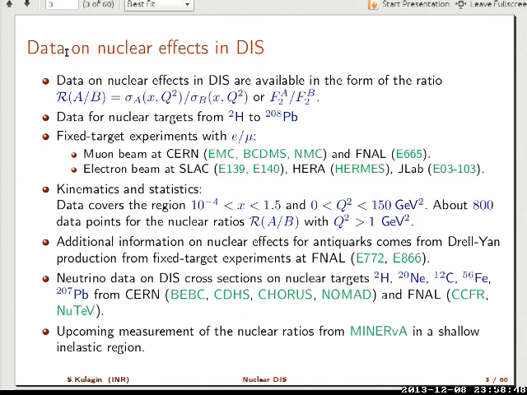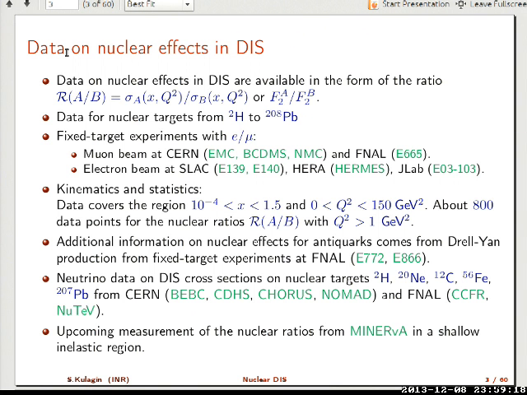There is a nice piece of data coming from Drell-Yan experiments, which probes directly the antiquark distributions, not accessible in electron and muon scattering. And there is some data coming from neutrino experiments. If I have time, I will discuss this.